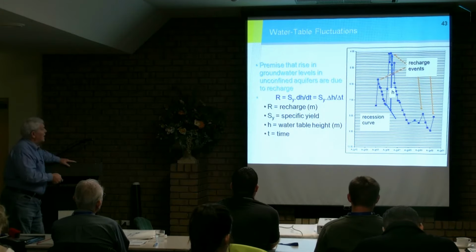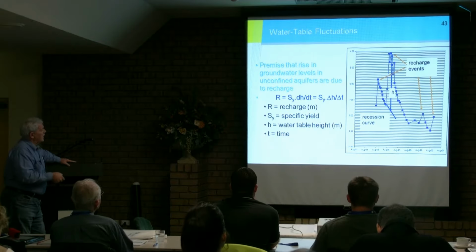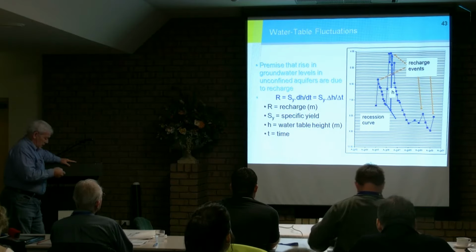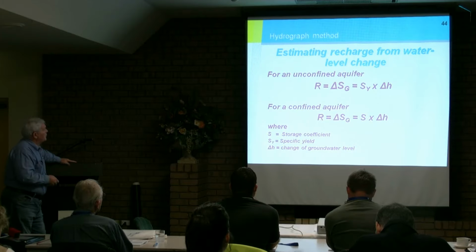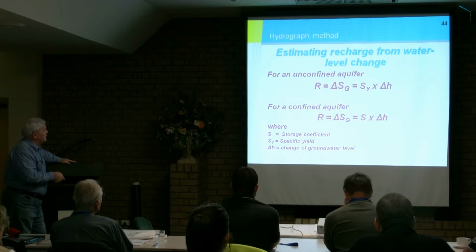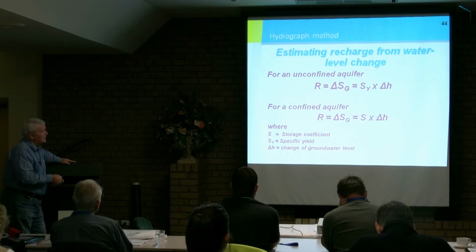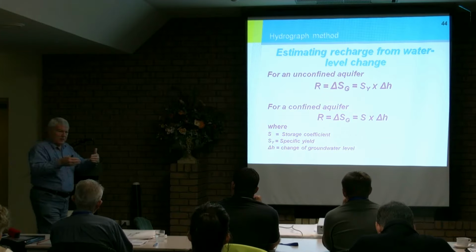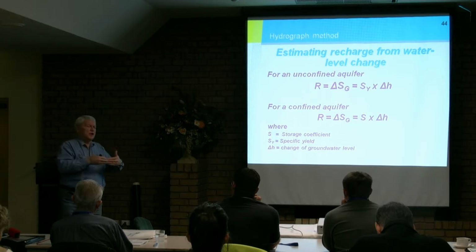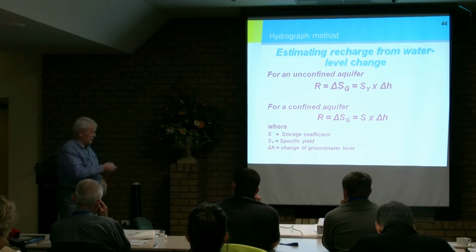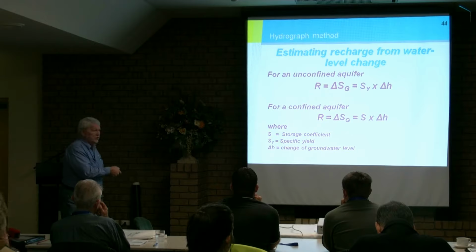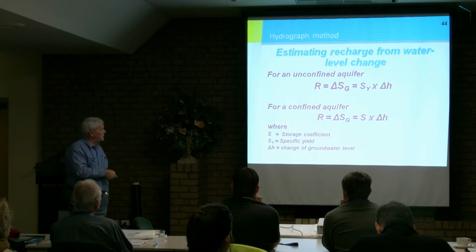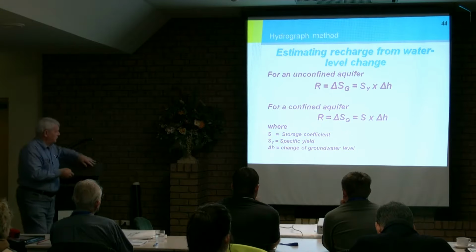This is just a hydrograph showing water table fluctuations. So we can estimate the recharge from water level changes. The recharge is equal to the change in groundwater storage, which is the specific yield times the change of head. Now, if you have recharge in a confined aquifer, it may also be as a result of rainfall, but may have taken a bit longer to get there. In that case, you'd be looking at storage coefficient rather than specific yield.